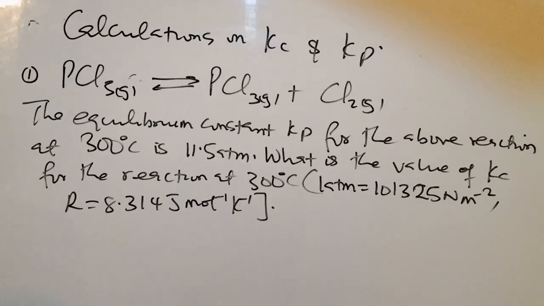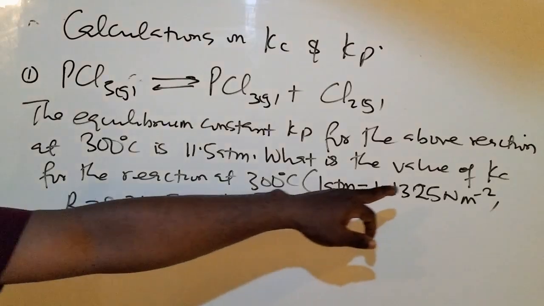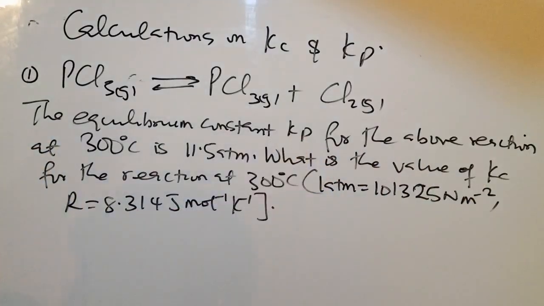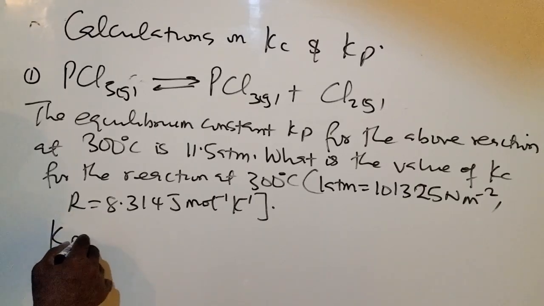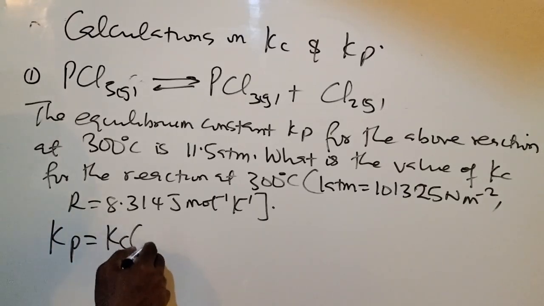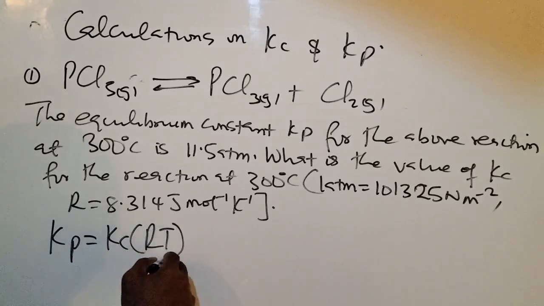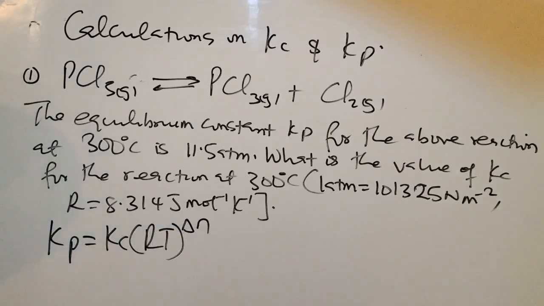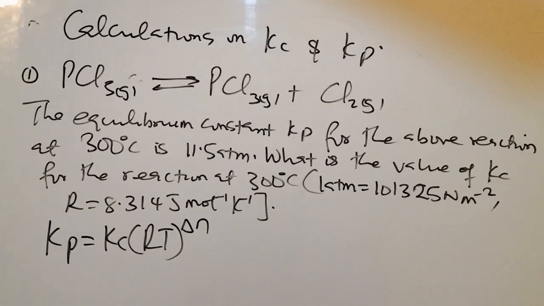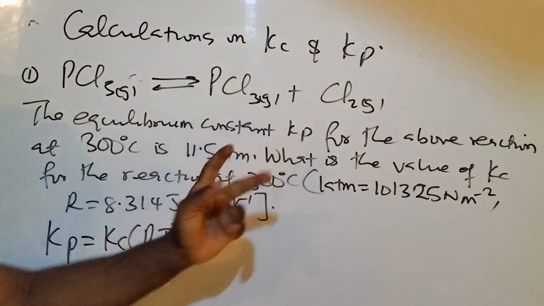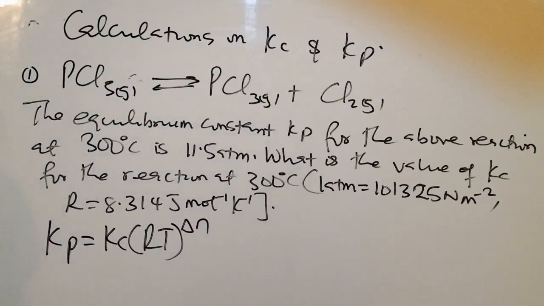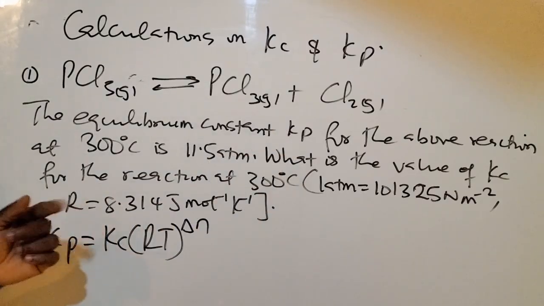So look at this, we're looking for Kc when we're given Kp. The equation I gave you, the connection, Kp is given by Kc into RT raised to the power delta n. So that's the equation you need. Since they gave you Kp and you're looking for Kc, that's the connectivity you need. Having done that, then this is what we have.